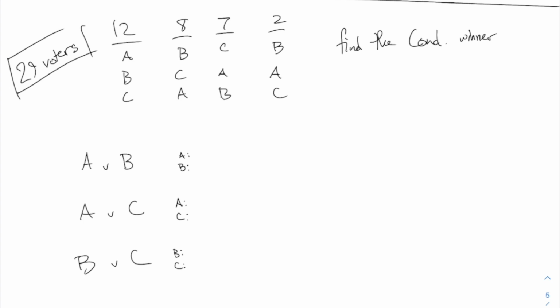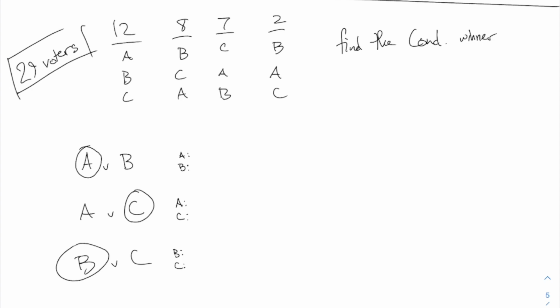All right, it looks like most people are working it out. I didn't work out the numbers, but can somebody just shout out, in A versus B, who was the winner? A. And in A versus C, it was? C. And in B versus C, it was B. Yeah, I think this is correct. Did anybody disagree with that? I think this is what it is.